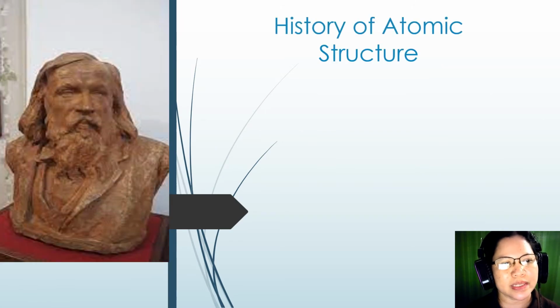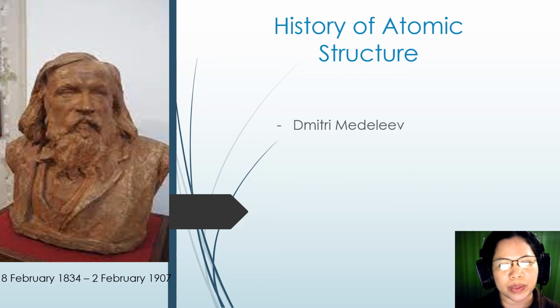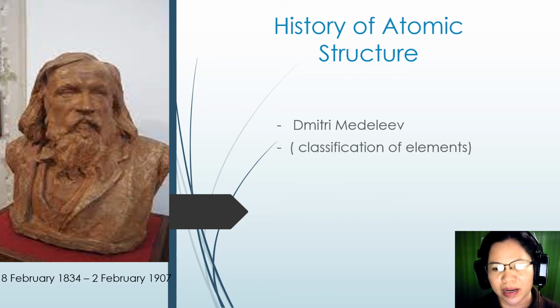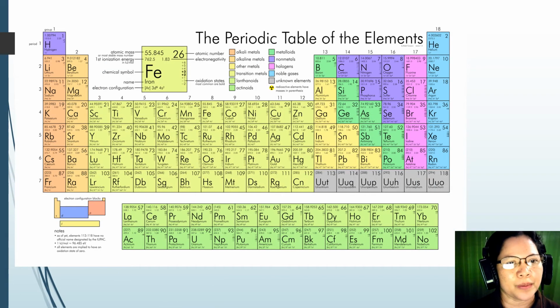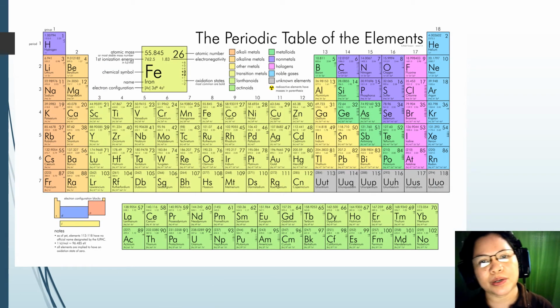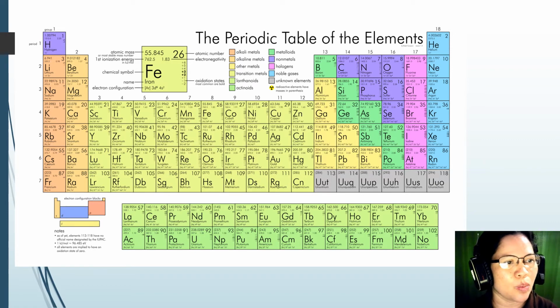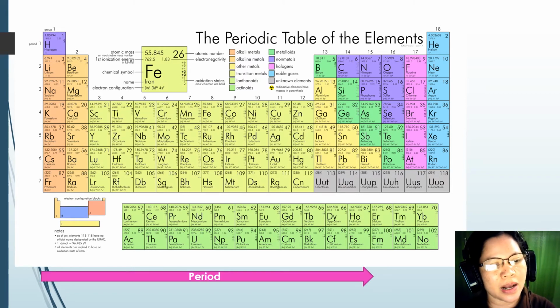And the last one is Dmitri Mendeleev. What was his great contribution? He made the classification of elements that we use today, known as the modern periodic table of elements. I hope you are familiar with the periodic table of elements. As you can see, there are numbers 1, 2, 3, 4, 5, 6, and 7, and we call those periods.